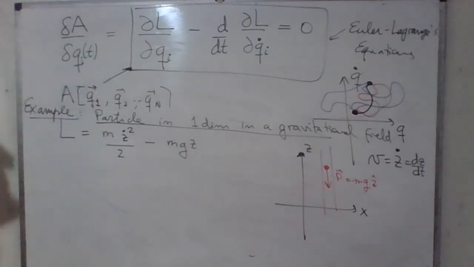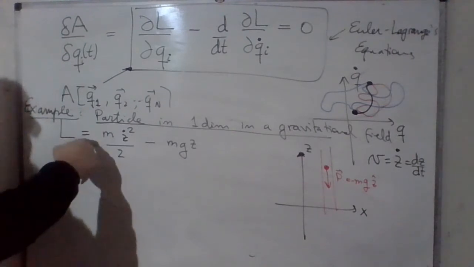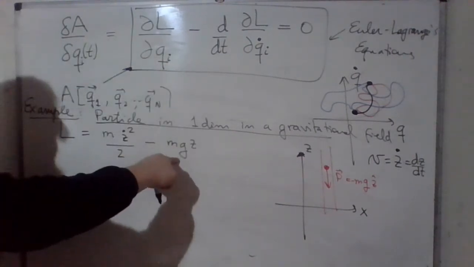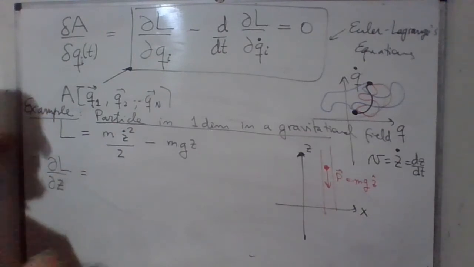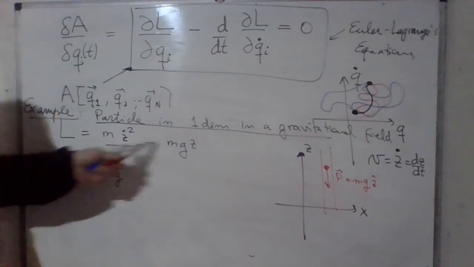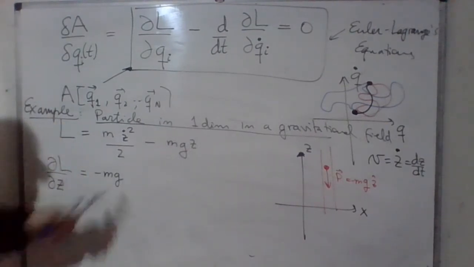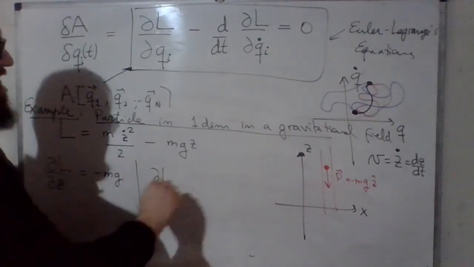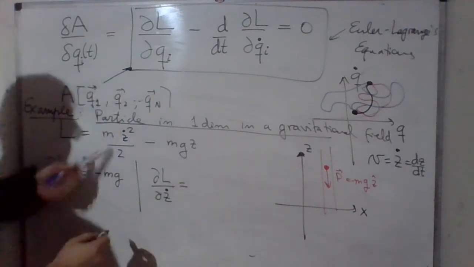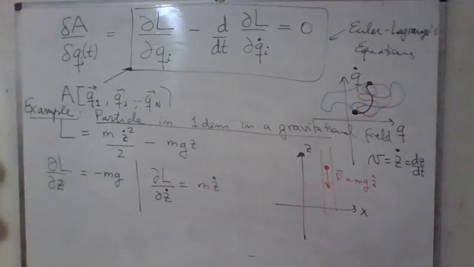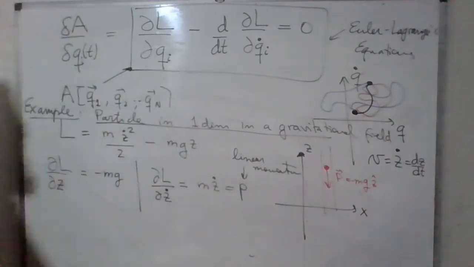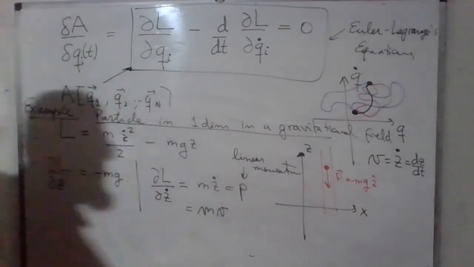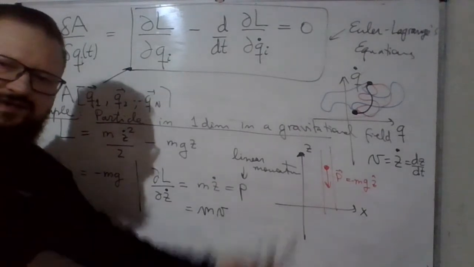If we apply the Euler-Lagrange equations, what we find is that the derivative of L with respect to z, because our q is z now, produces the derivative of this term. z dot and z are completely independent, so minus mg. And the derivative of the Lagrangian with respect to z dot produces m z dot, or the linear momentum of the particle. Okay, remember, this is m times velocity. For a non-relativistic particle, mass times velocity is the momentum, the linear momentum.